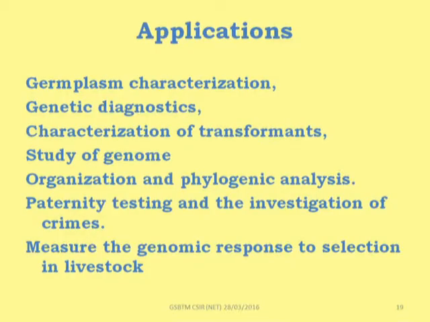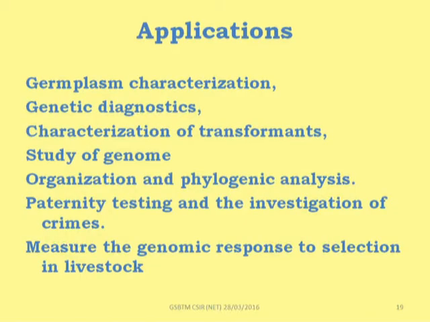So far as application of markers is concerned, it has a lot of applications. It can be used for germplasm characterization. It can be used for analysis of a variety of genetic disorders like sickle cell anemia. A normal person and a sickle cell patient can be easily identified at an early stage with the help of PCR RFLP markers. Then these markers are used for characterization of transformants, study of genome analysis, organization and phylogenetic analysis, and paternity testing in the case of DNA fingerprinting.